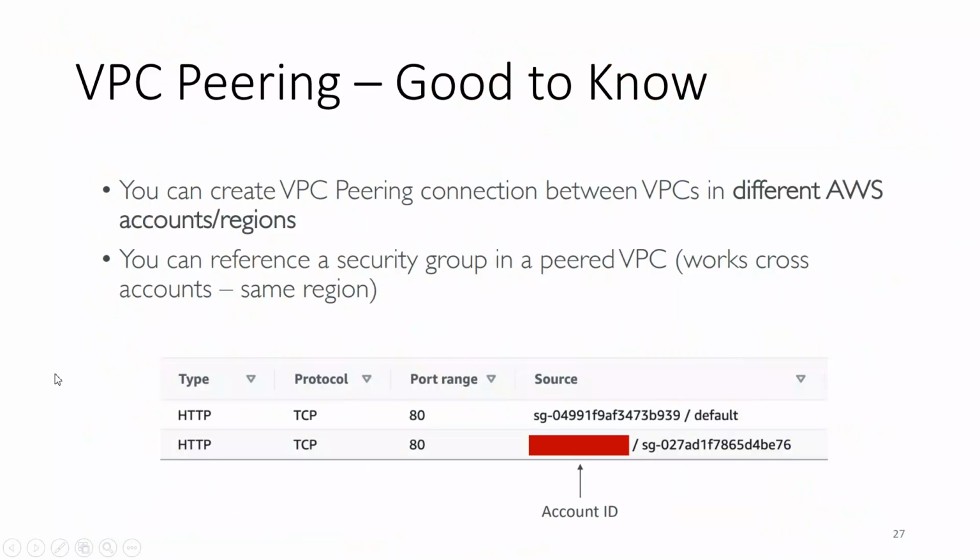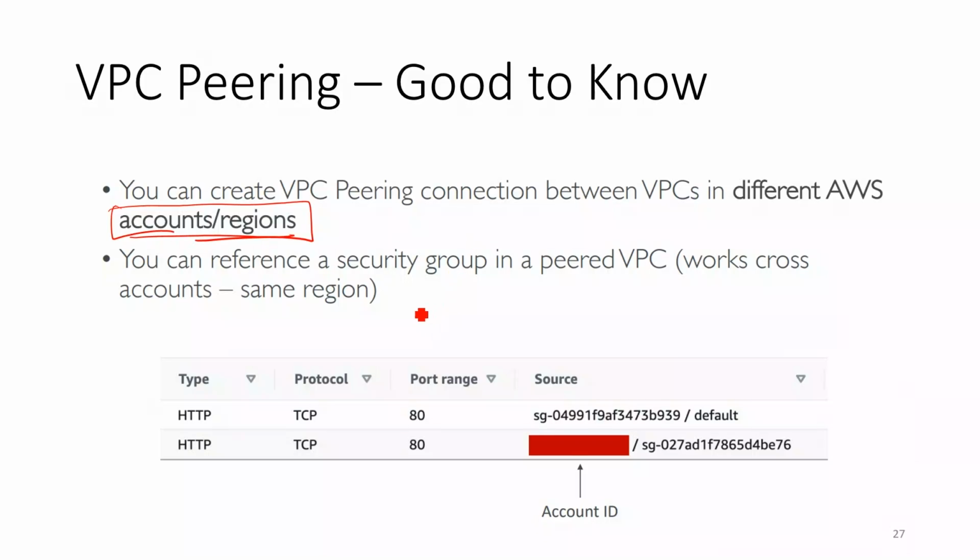So good to know, you can create a VPC peering connection between VPCs in different AWS accounts or regions. Very good thing to know that even if you have a VPC in a different AWS account, you can create a peering connection. And if you create a peering connection, then the owner of the VPC in the different account must accept the peering connection, otherwise it will not get established. And I'm going to show you that in a minute.